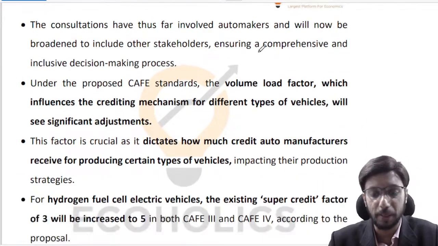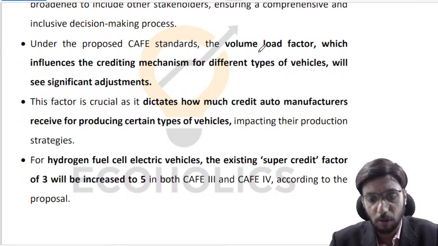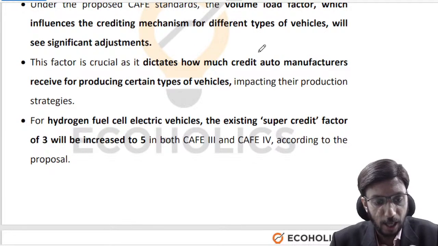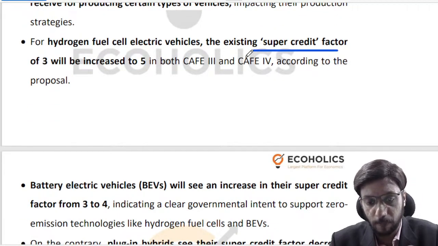We want to give them a breathing room. That's the basic idea over here, right? So these are some of the things that are getting discussed. Another very important aspect over here is that there is something called the super credit factor, right?